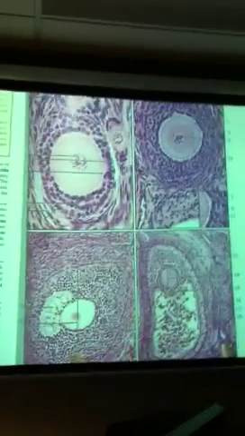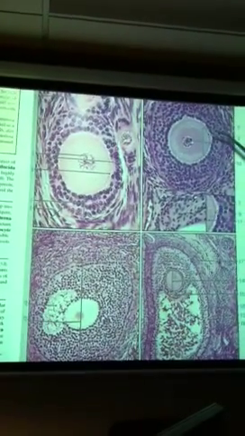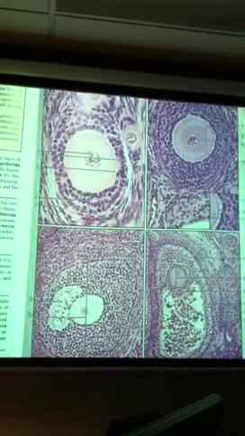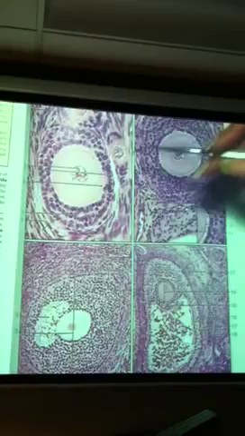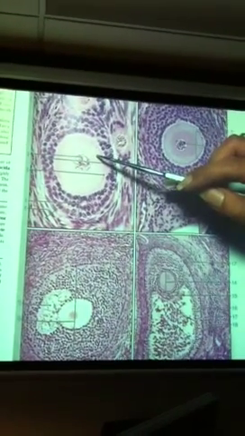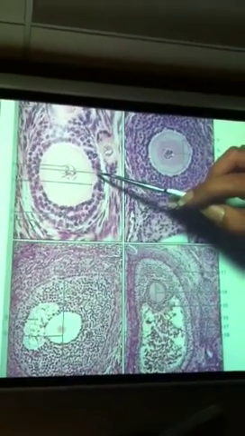So with the ovary, what you're looking at is a cross section of the outermost region of the ovaries. And in the outermost region of the ovaries, you will see follicles that are clustered together, and these follicles are going to be at different stages of development.